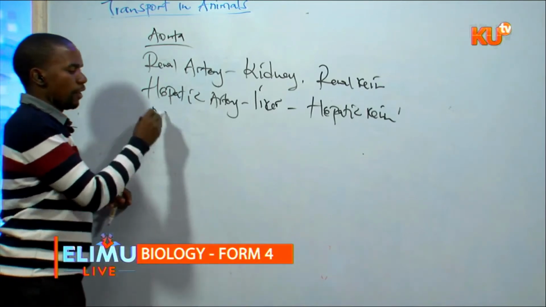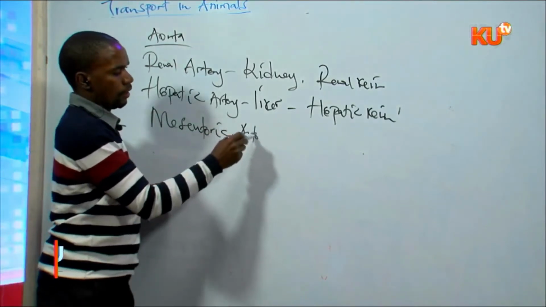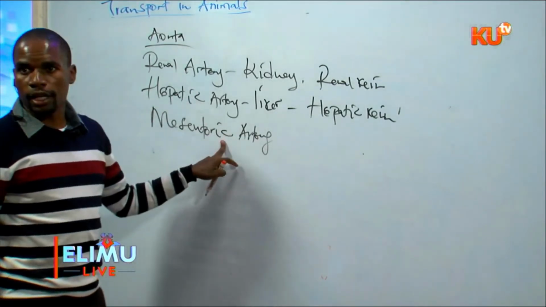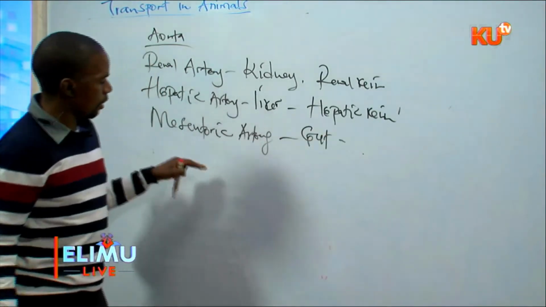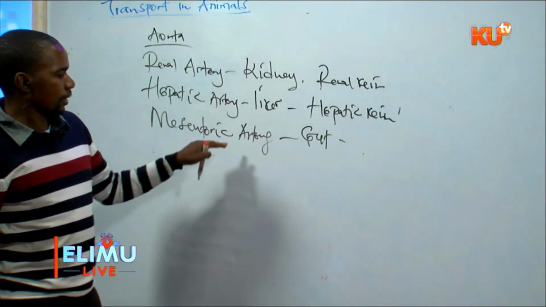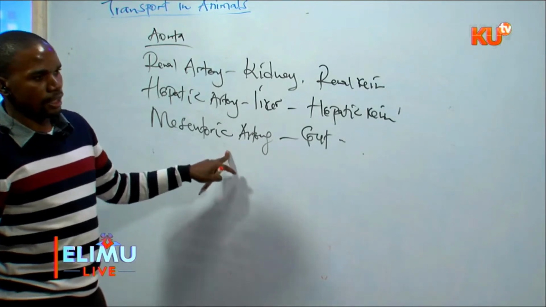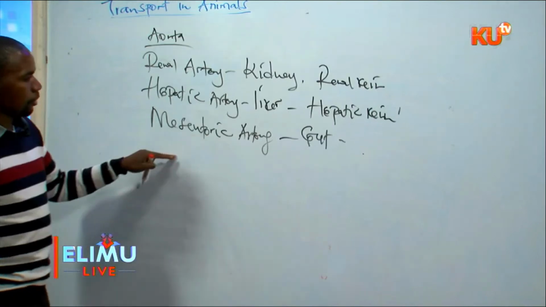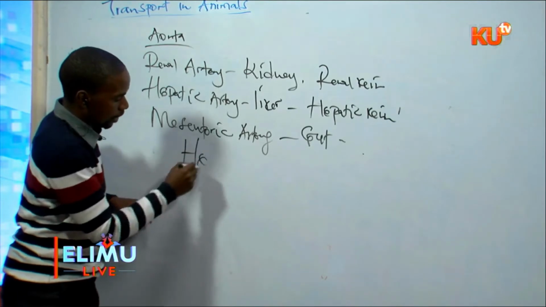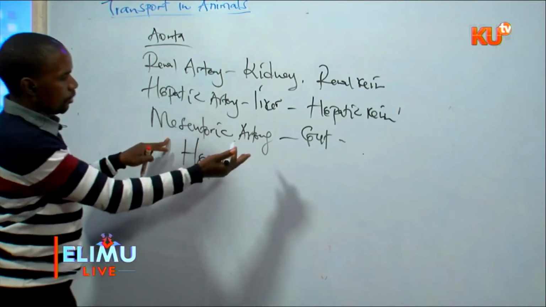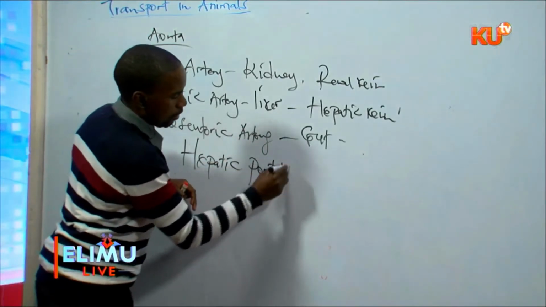We have what we refer to as the mesenteric artery. This particular artery will carry blood to the gut, and the blood from the gut is carried away by another vein. From the gut is what we are calling the hepatic portal vein.